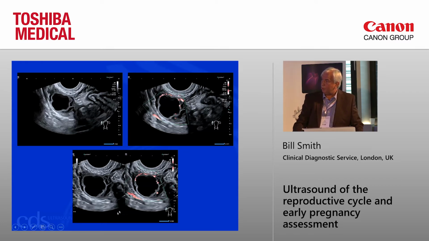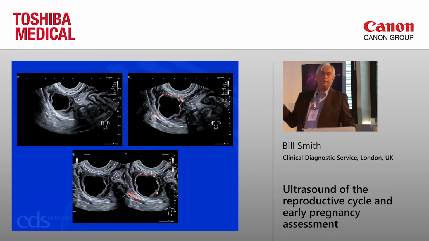This is what a follicle should actually look like around ovulation. This patient is in the process of ovulating, about to ovulate. You can see the irregularity in the wall of the follicle. You can see the separation of the wall. You can see the peripheral vascularity.